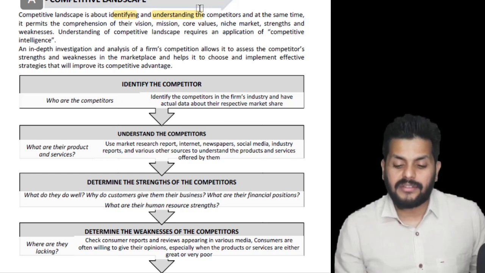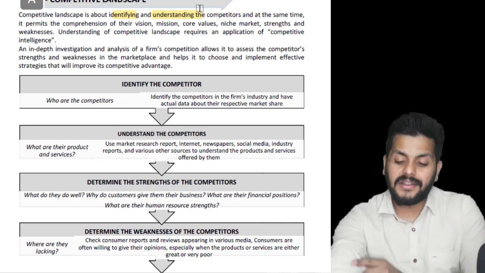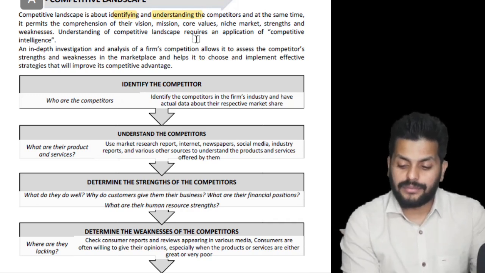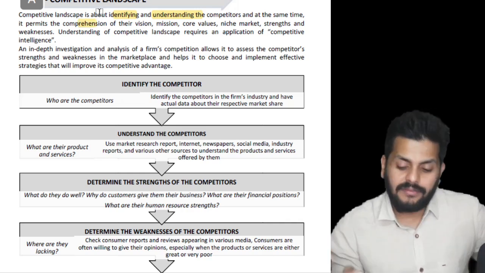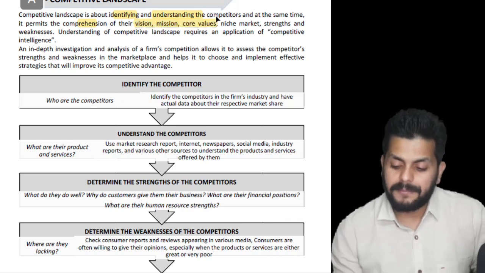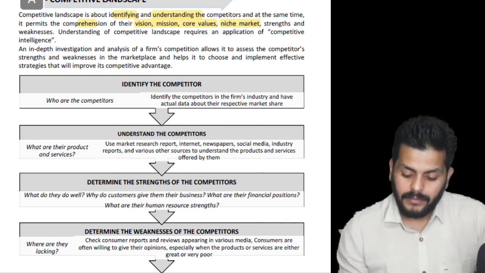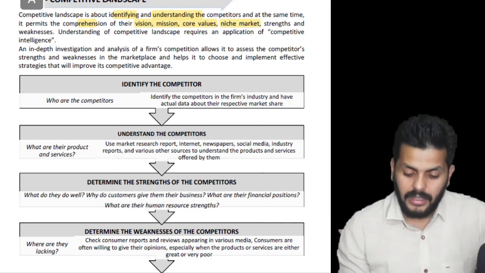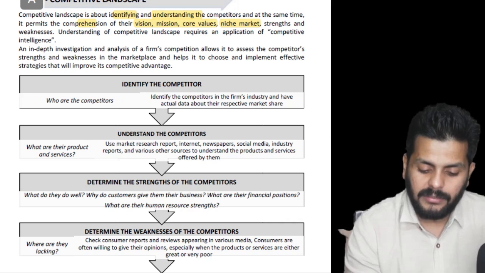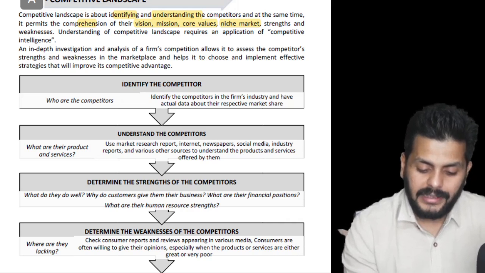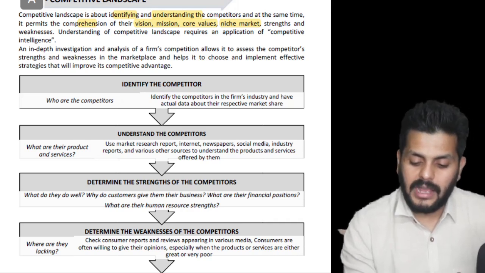It's not like simply you identified something. Competitive landscape is about identifying and understanding the competitors, and at the same time it permits the comprehension of their vision, mission, core values, niche market. For now you can say niche market means a target market. Okay, niche market is nothing but a target market. For now you can just write it down there like that. We will discuss about niche later in clear detail.